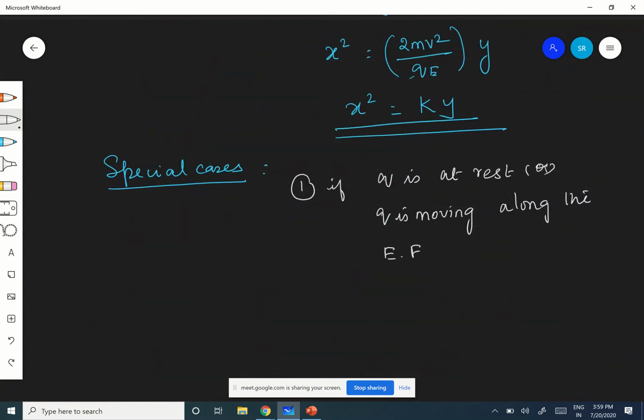The charge is moving in the direction of the electric field. Therefore, what will be the force that is experienced? Of course, F is equal to Q into E. It will definitely experience a force, F equals QE. In which direction? In the direction of E only. Already it is moving in the direction of E.